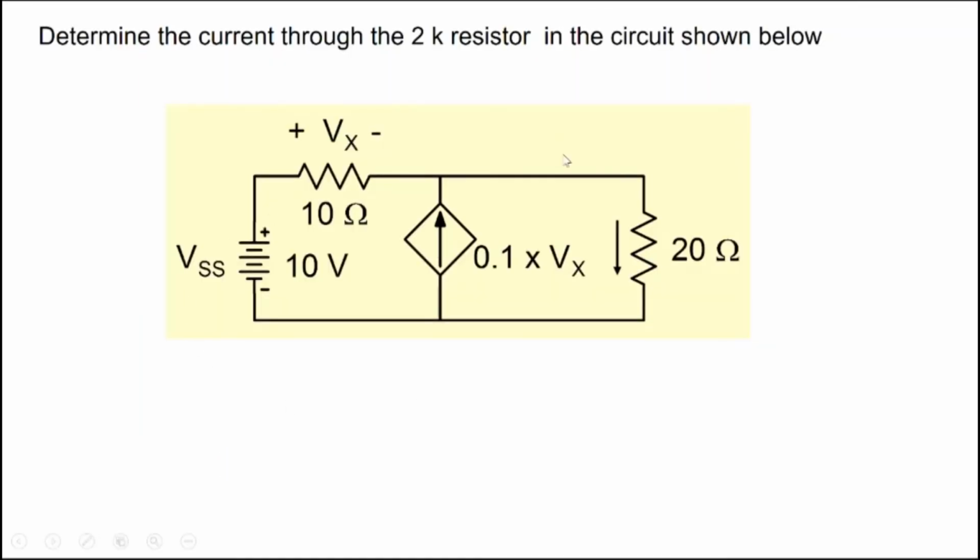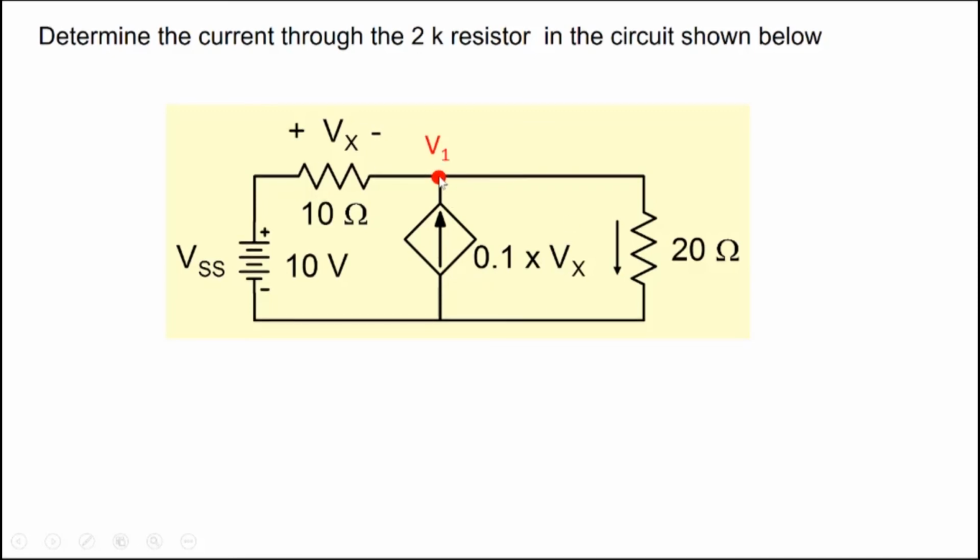So let's say we have a circuit like this, and what do we have? We have a current source controlled by a voltage here. This is Vx. So we have a voltage controlled current source here, and we would like to solve this particular circuit. So the analysis of the circuit is similar.